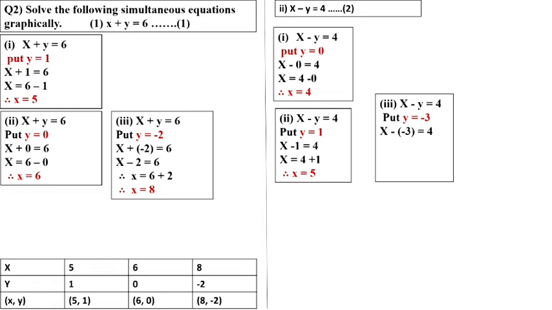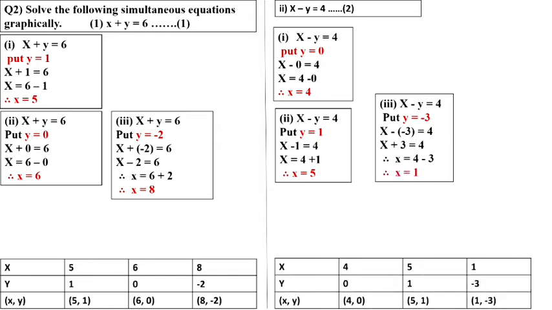X minus 3 equal to 4. So plus 3 will go to the right side, become minus 3. Therefore x equal to 4 minus 3, we get the value 1. We'll draw the table, we'll substitute the value.